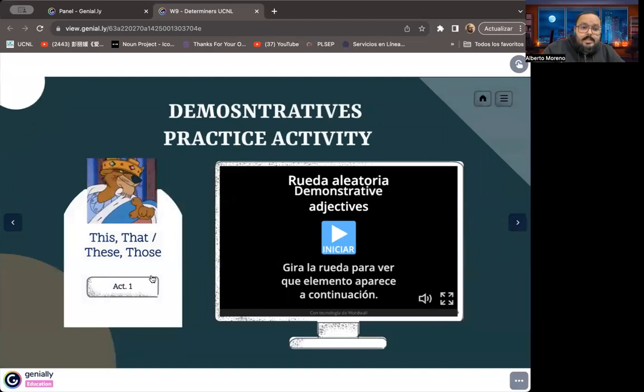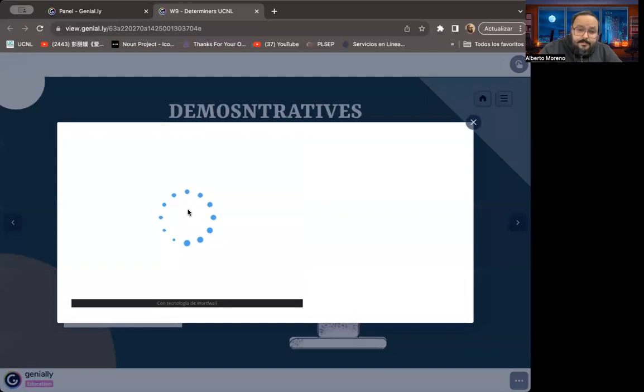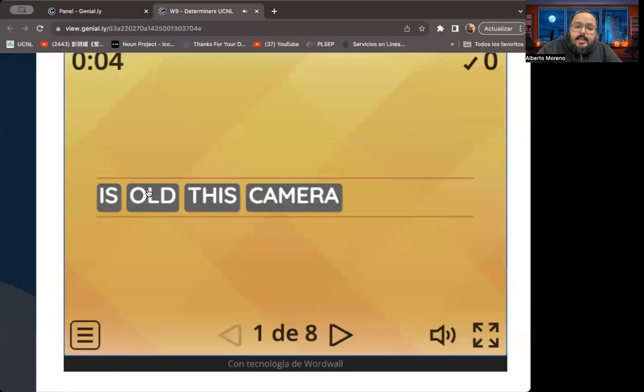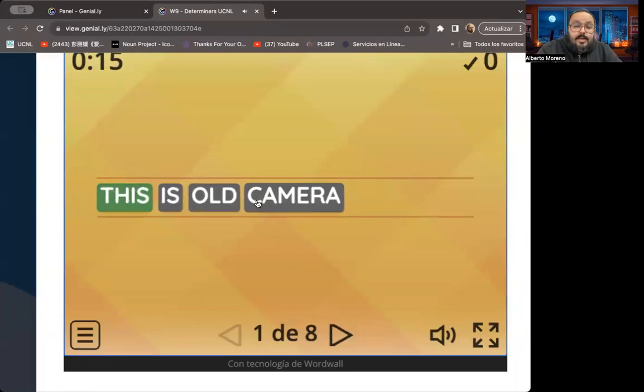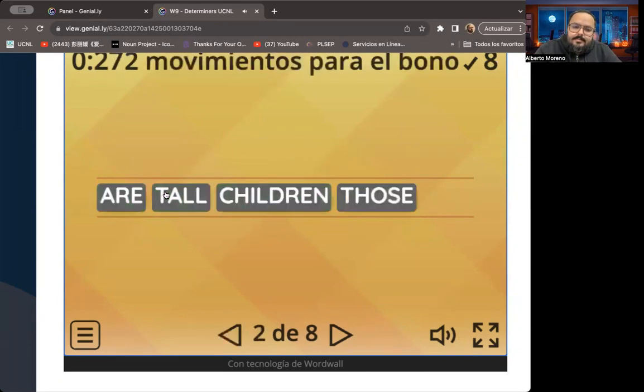Demonstrative practice activity. Vamos a hacer la actividad de práctica de los demostrativos. Tenemos que poner la oración en orden. Tenemos: is all this camera. ¿Cómo quedaría esta oración? This is all camera. La función es de adjetivo. This camera is all. Exacto.